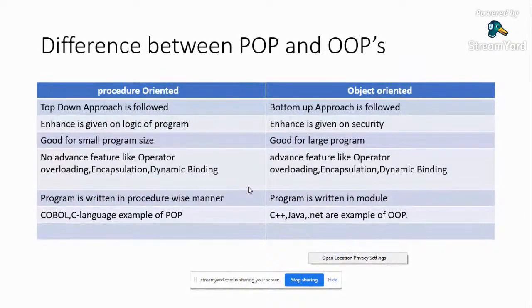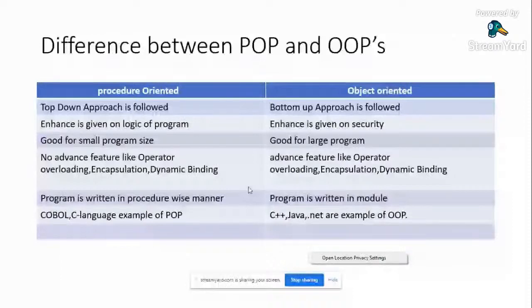But in procedure oriented programming, you will not find such a feature. That means there is no inheritance. So if you have to use the code for, say, calculating simple interest in another module, you have to write it again in procedure oriented programming, and then you are able to use it. But it is not like object oriented, where you find reusability of existing code in the form of inheritance. So this is the main feature of the object oriented programming system.